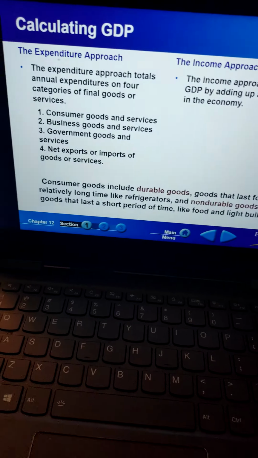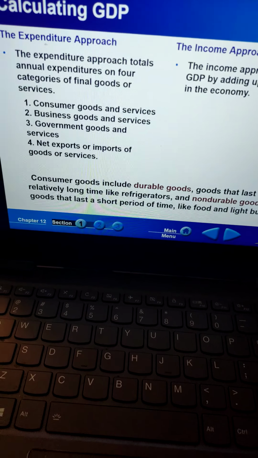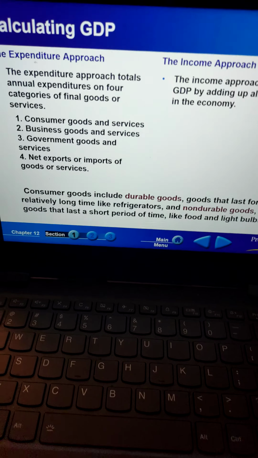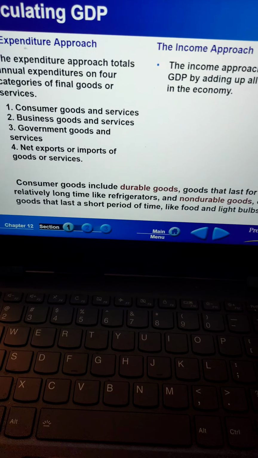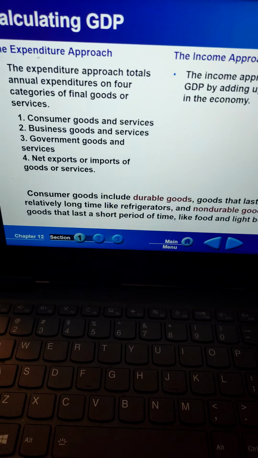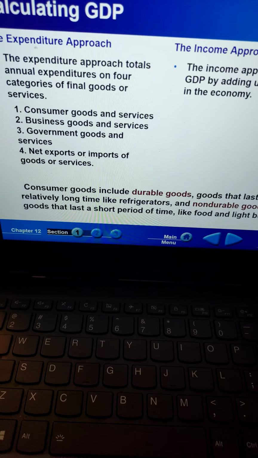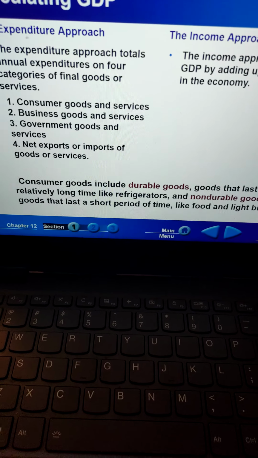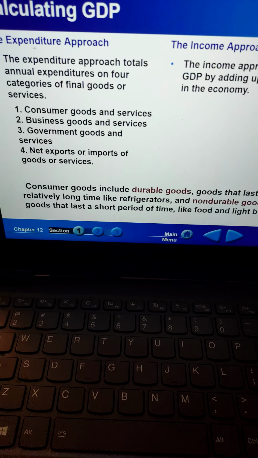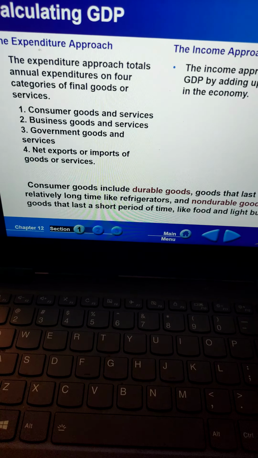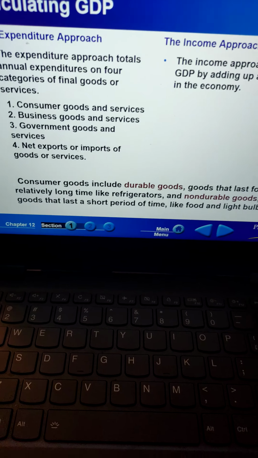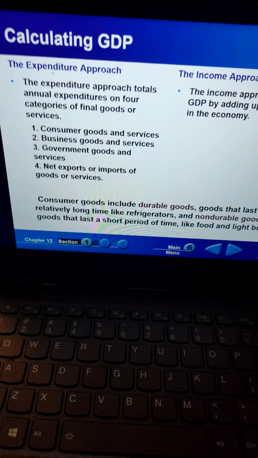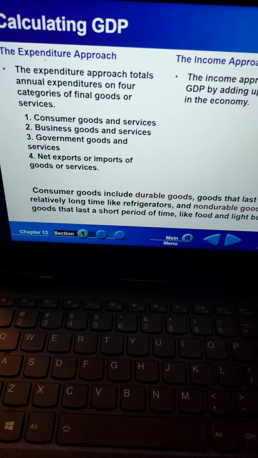The first one is consumer goods and services. The second one is business goods and services, so maybe like how much money a business pays for certain things that they are reselling. Government goods and services, so things that the government uses themselves. And also net exports or imports of goods or services, so things that are made by people affiliated with the United States that work somewhere else and then import those goods.